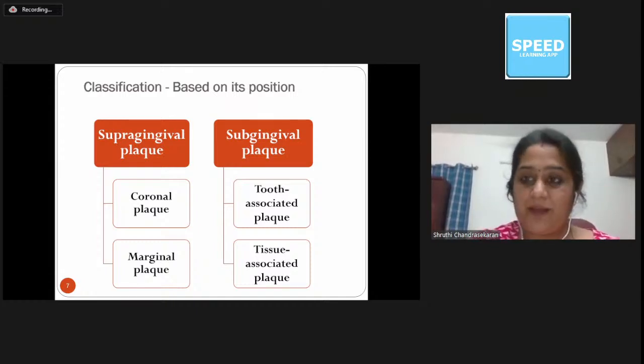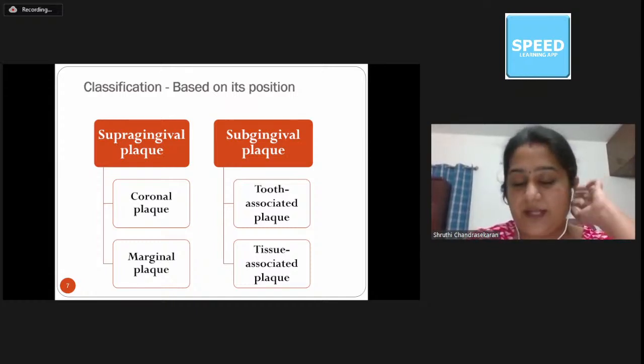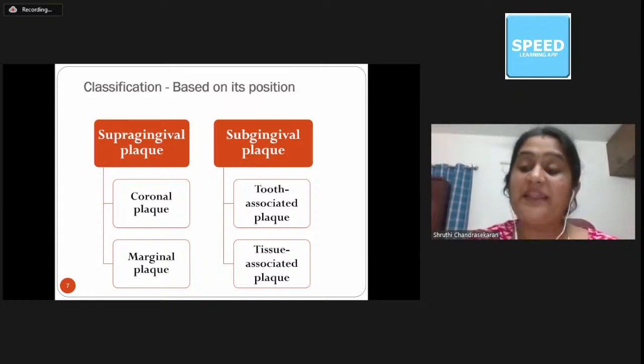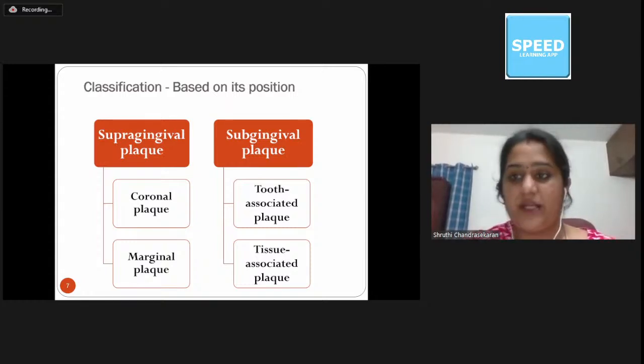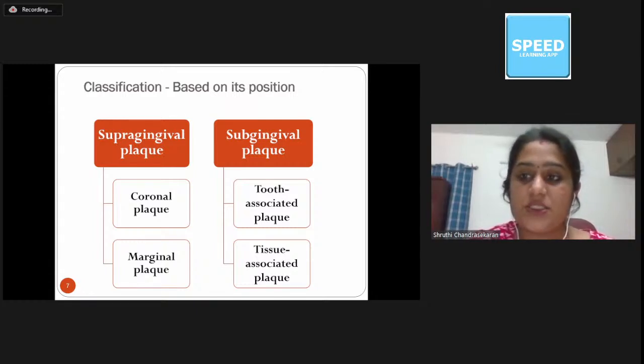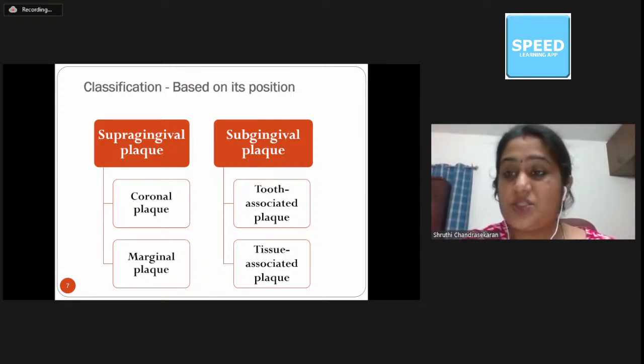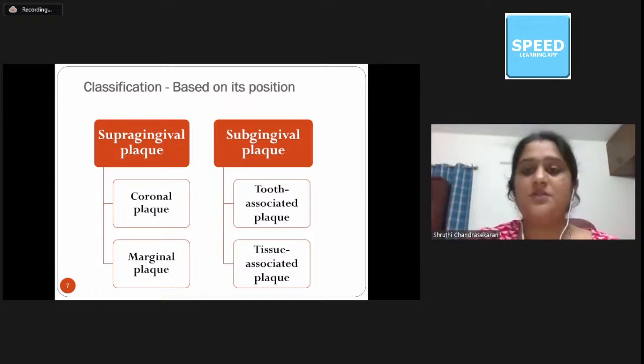The subgingival plaque, as I already told you, is the plaque that is located below the level of the gingival margin. That is of two different types. One is tooth associated and one is tissue associated. Tooth associated plaque is found in association with the root surfaces, and tissue associated is found in association with the soft tissue wall of the periodontal pocket. This is also an MCQ question.